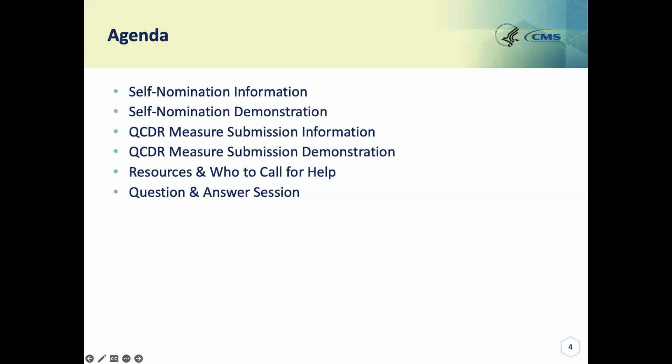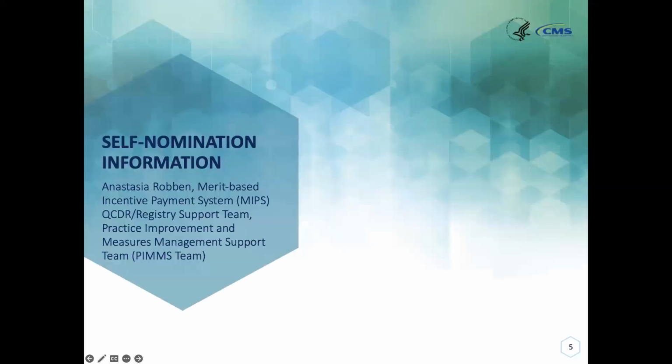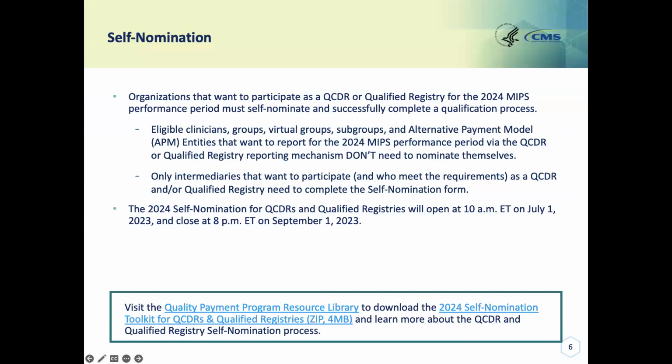We'll go ahead and move on to the next slide, where we'll see the title slide for that self-nomination information. So we'll jump right into that information here on slide 6. So a little bit more information about self-nomination. Organizations that do want to participate as a QCDR or qualified registry for the 2024 MIPS performance period must self-nominate and successfully complete a qualification process.